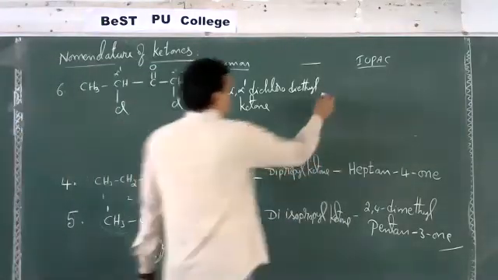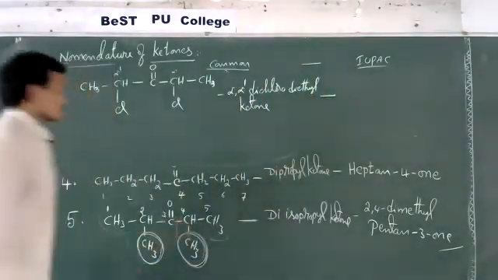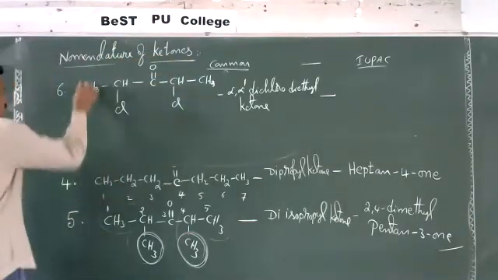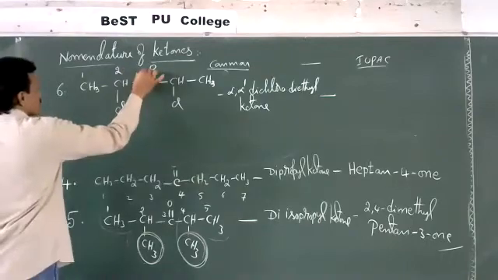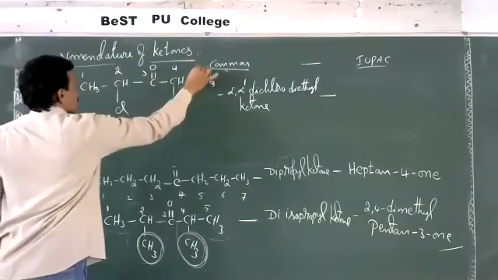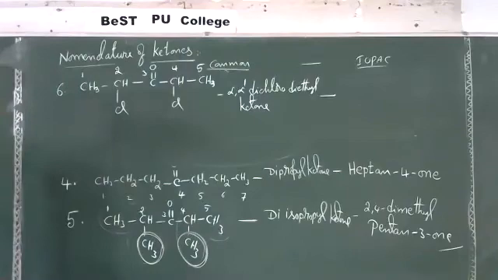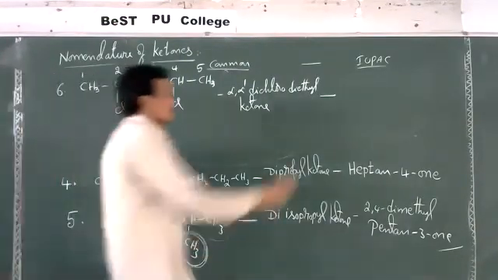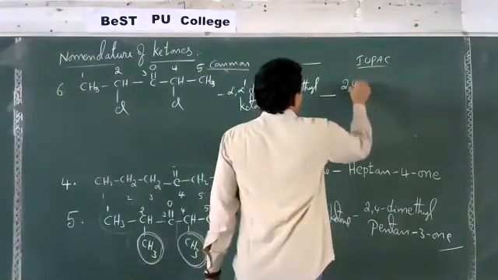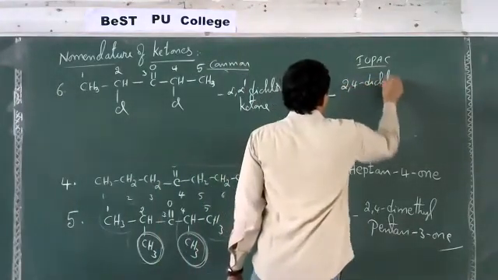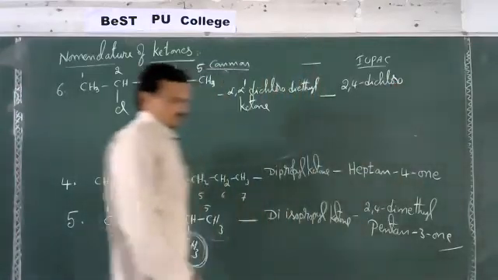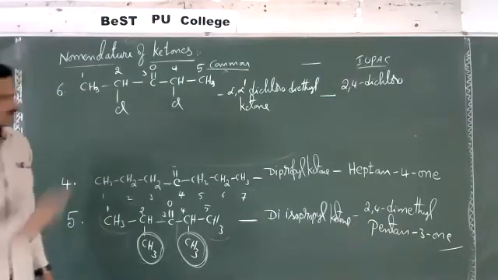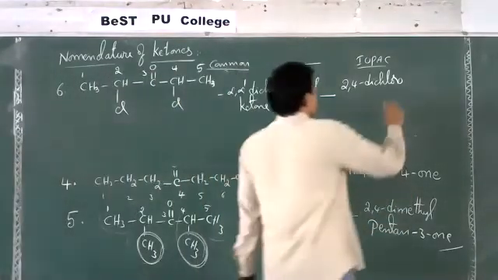Now, what will be its IUPAC name? Now, instead of alpha and alpha dash, if you give the numbering here 1, 2, 3, 4, and 5, 5 carbons are there. At second and fourth position, chlorine atoms are there. So now it is 2, 4 dichloro. These are the branches. Total number of carbons in the compound is 5 carbons. Since 5 carbons are there, this is pentane.